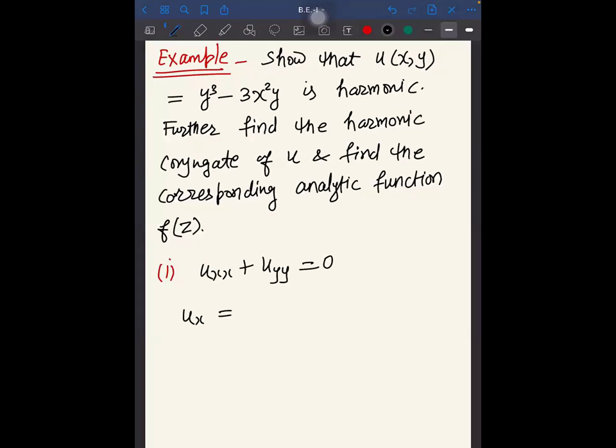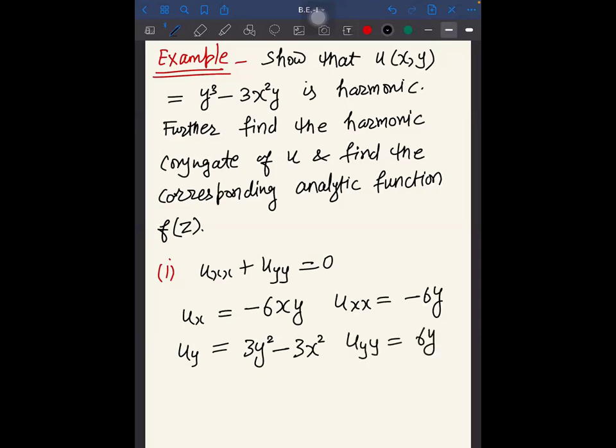So it is ux, that is minus 6xy, right? Yes, sir. And what is uxx? Minus 6y. Okay. And next is uy. So what is uy? 3y square minus 3x square. And what is uyy? That is 6y. So of course, if you add these two things, that means uxx plus uyy, it becomes minus 6y plus 6y, which is equal to 0. So this means that u is harmonic, right? Are you with me on this?